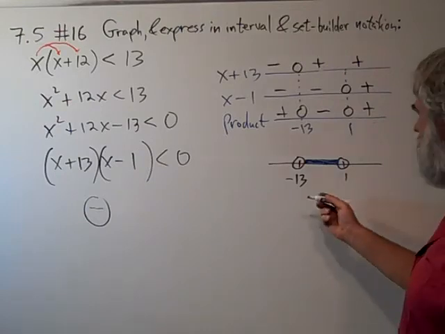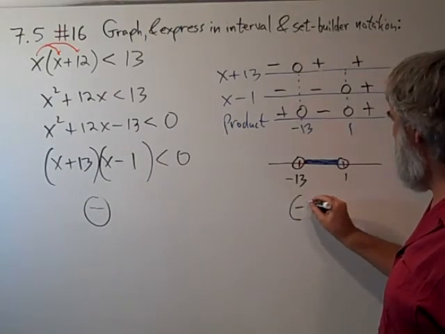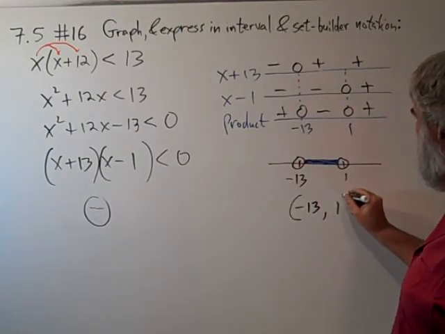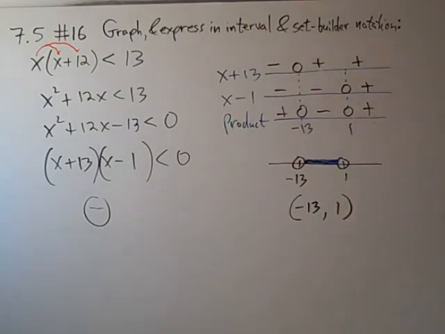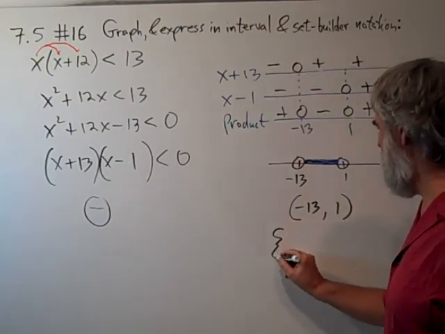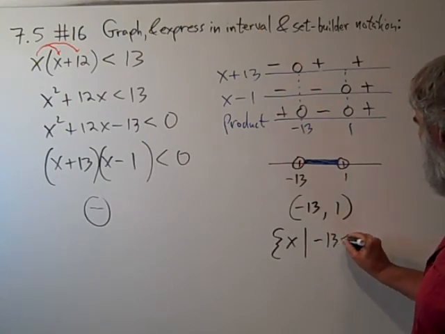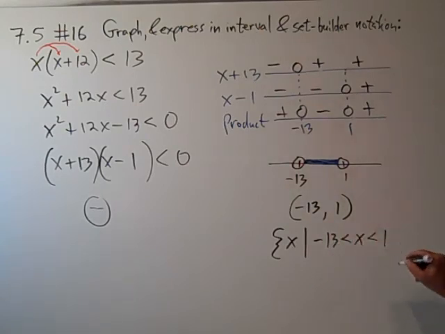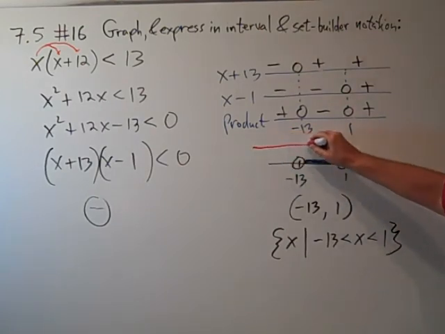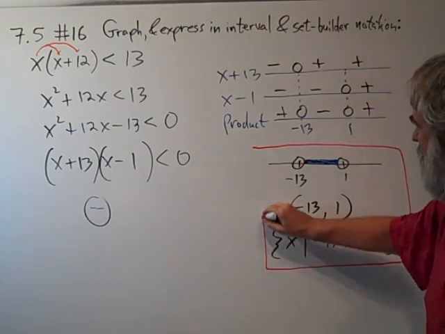In interval notation, this is the interval from negative 13 up to 1. And in set builder notation, it's the set of all x such that x is between negative 13 and 1. So those are three ways of expressing the solution set to this quadratic inequality.